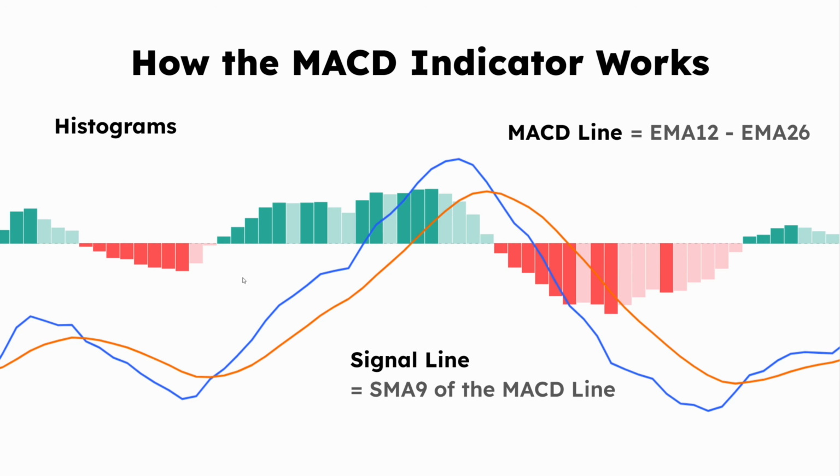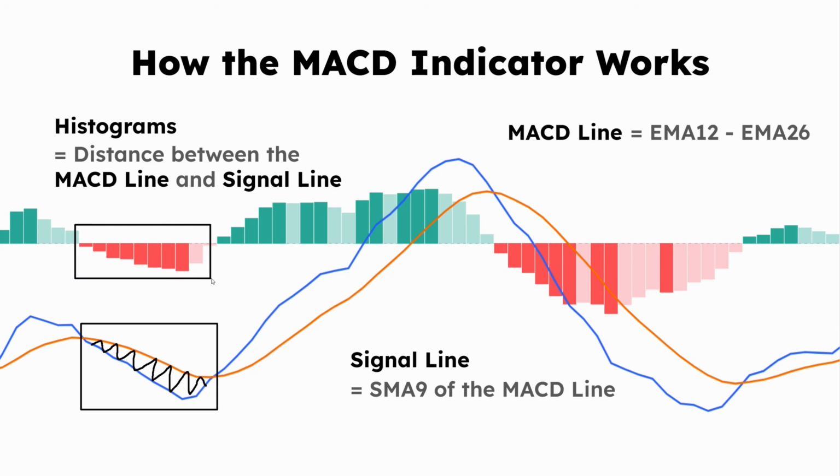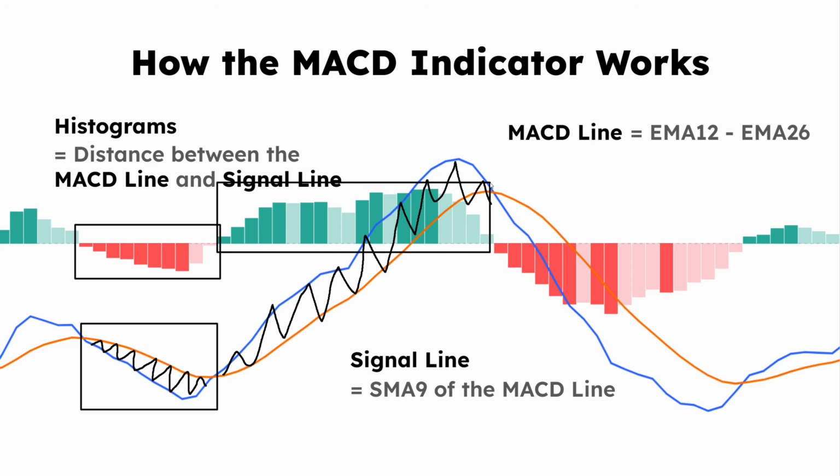But now then, what are the histograms? Well, the histograms are basically the distance between the MACD line and the signal line. So if you take a look at this part of the MACD right here, you can see that when the MACD line is below the signal line, the distance in between these two lines will create the histogram valley right here. But when the MACD line is above the signal line, like this whole part right here, you will see that a mountain will be created based on this distance.